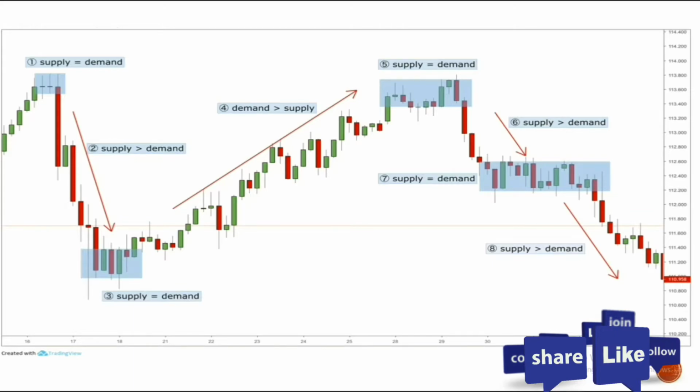So if you look at our chart, we can see that this level is where supply equals demand. We will see that the market will mostly be in a ranging form, or the market will be in a range. And when supply exceeds demand, then we see that the market will push to the downside. That's what we have represented on our chart. If you look at this level, you can see it represented at this level.